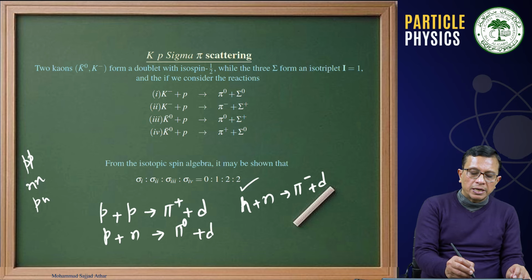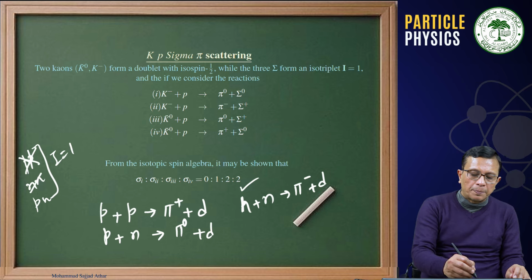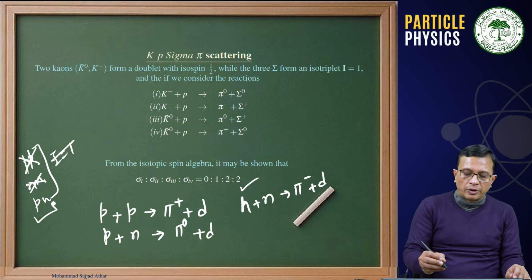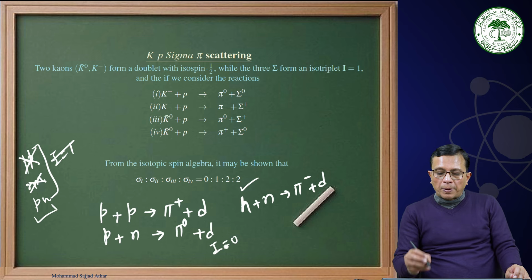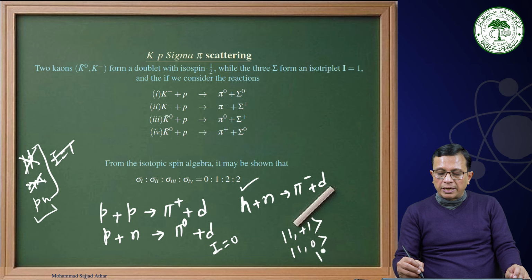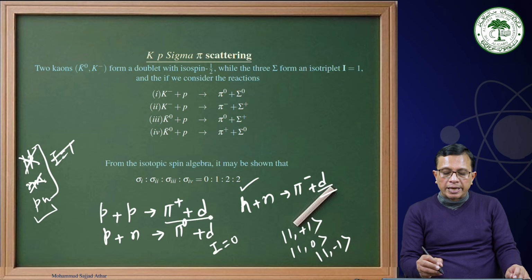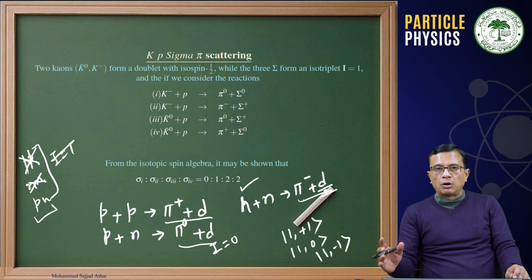Had there been a diproton or dineutron system, then we could have talked about I equal to 1 for the deuteron. But since we don't have a diproton or dineutron system, for the deuteron the isotopic spin is 0. And for the pion, we know that for pi plus the isotopic spin is 1 plus 1, for pi 0 it is 1 0, and for pi minus it is 1 minus 1, and the deuteron is 0. Therefore, when you combine this, you are getting 1 plus 1, 1 0, 1 minus 1 on the right hand side.